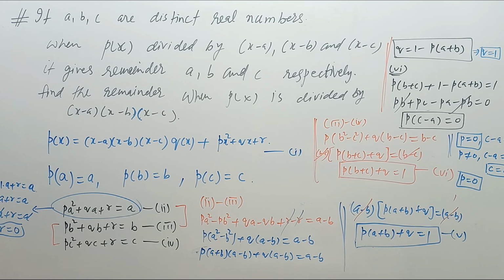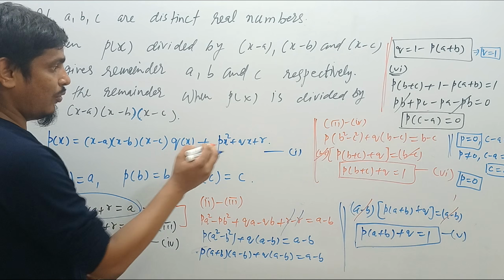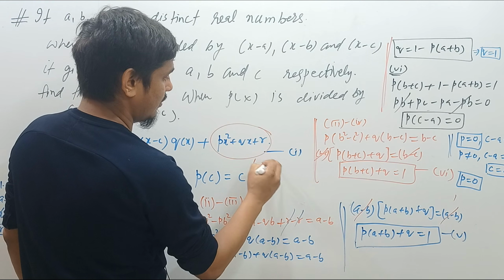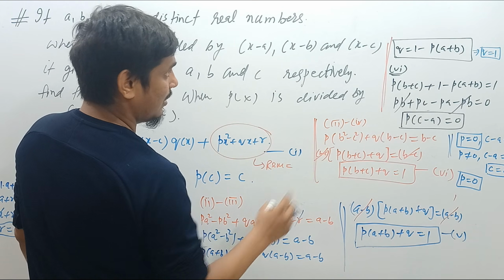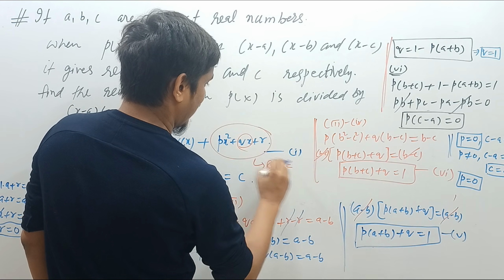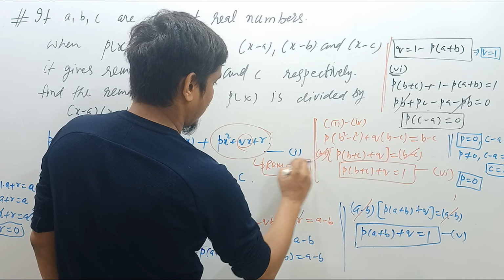So now we got the value of p, q and r. p is 0, r is 0. So only the value of q is 1. So the remainder will become what? This is the remainder, right? So remainder is equal to what? q1, which is 1 times x. So the remainder is x.